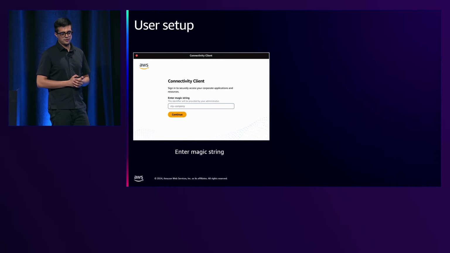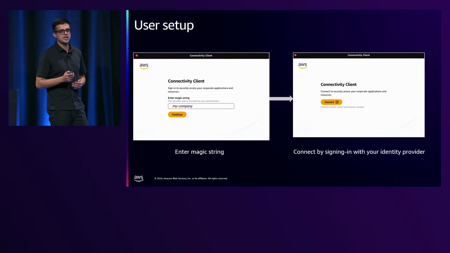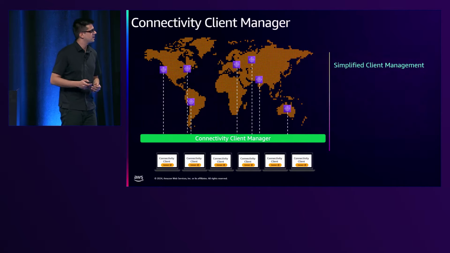Let's see what the users have to do. So once users have the connectivity client installed on their devices, they simply have to enter the magic string that your admin shares with them. Here, my magic string is my company. And once they do that, they will be prompted to connect and sign in with the identity provider that the admin has already integrated with Verified Access.